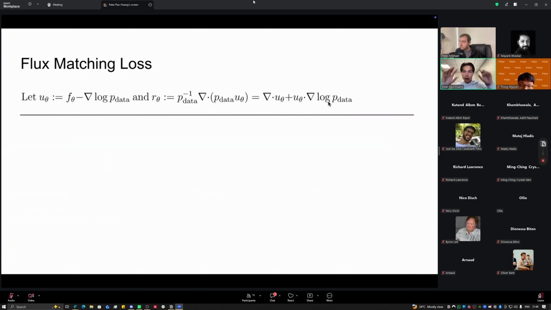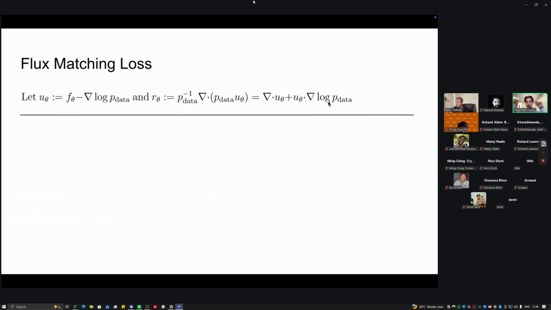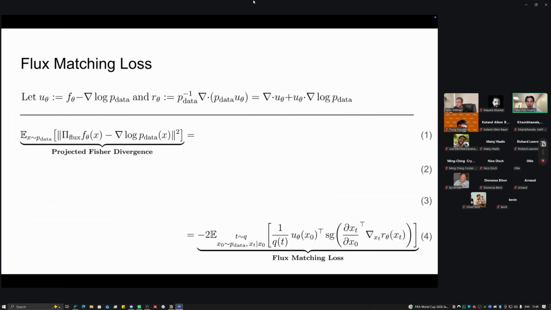And intuitively, you can think of R theta as this scalar value that measures how far away F theta is from being a data generating vector field, while also being blind to any distribution preserving component. So there's really four main steps of how we connect this intractable projected Fisher divergence to a more tractable flux matching loss.